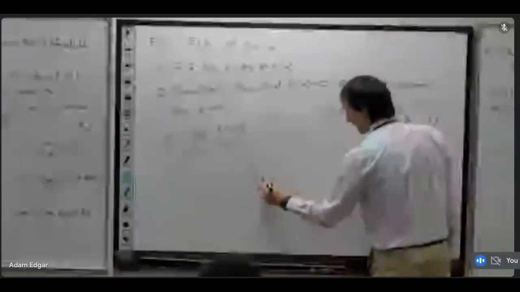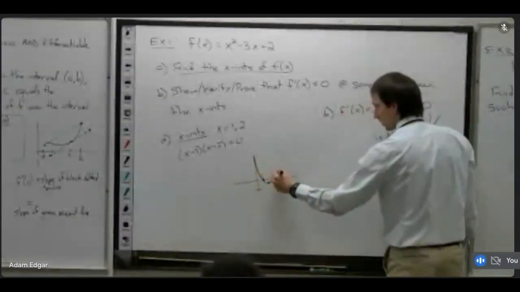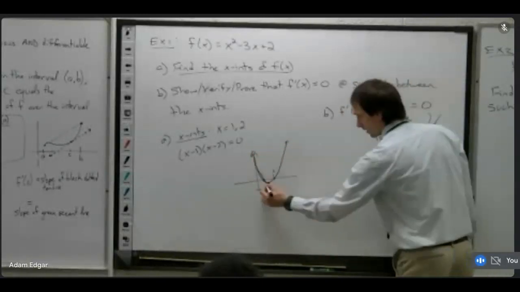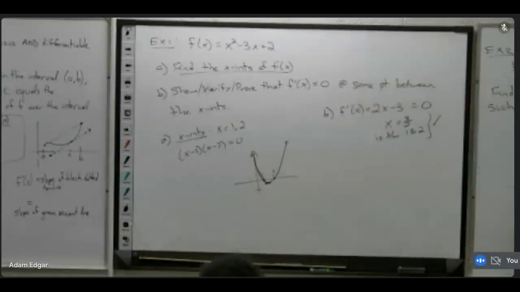And so you'd have a point like right there. And the curve, you know, it's a parabola. You know what those look like. Ta-da! So that's what that looks like. Right there between the x-intercepts, you've got your place with the derivative of 0.